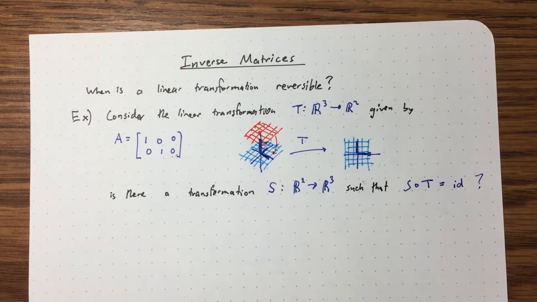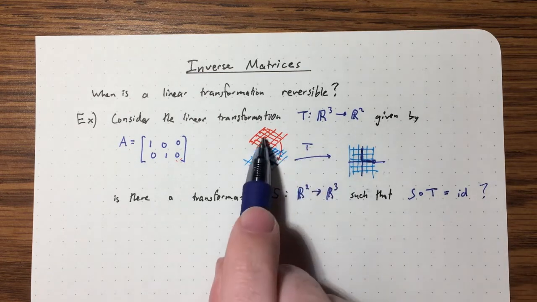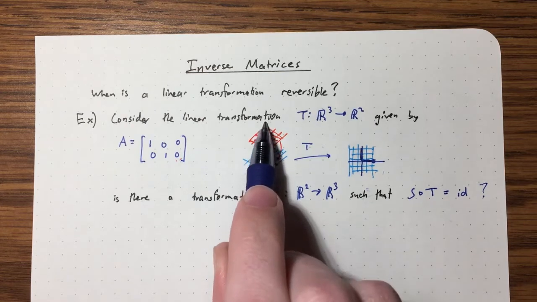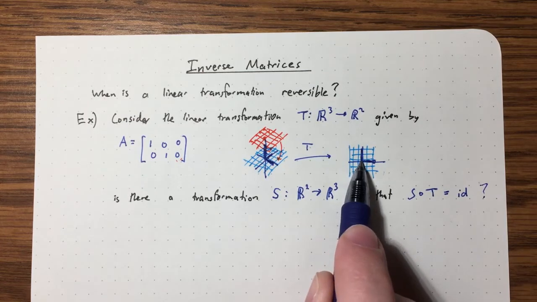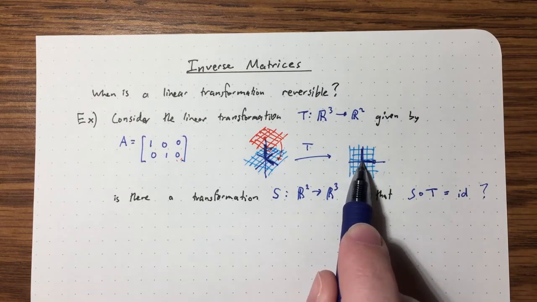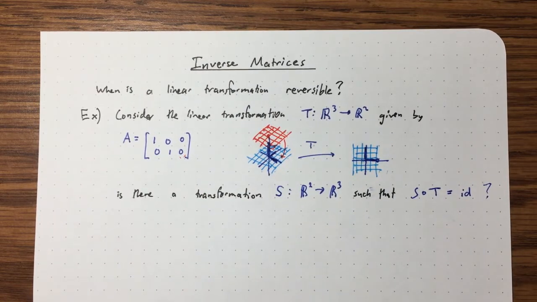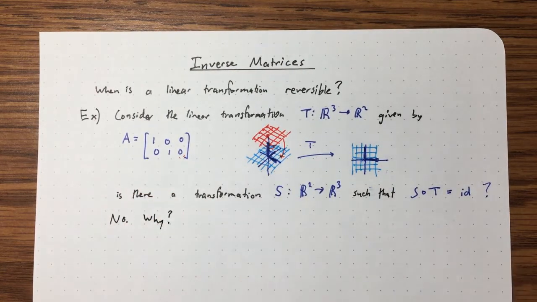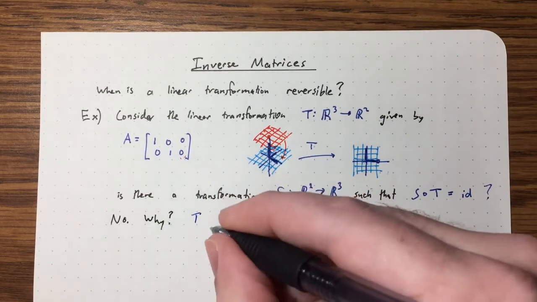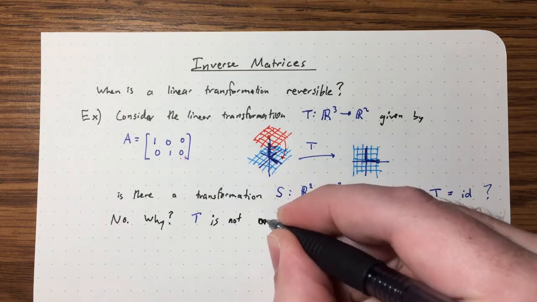Well, the answer is no, because what's happening is I'm collapsing all of the points on this z-axis down to just this one point, 0, 0. So there's no way I can reverse that, right? I can't take that one point and then somehow use this transformation S to map that back to the entire z-axis. That's just not possible. So the answer is no. Why? Well, because this transformation T is not one-to-one. That's the key.